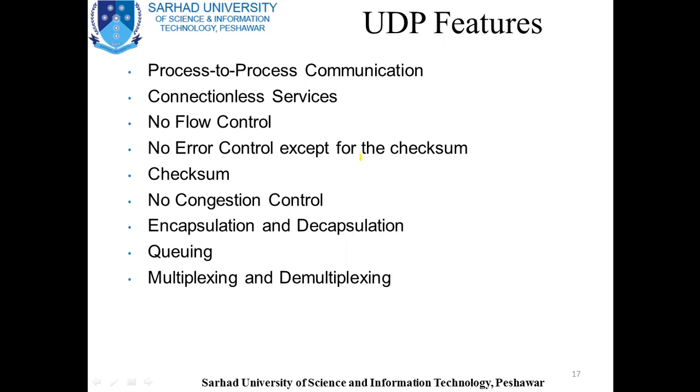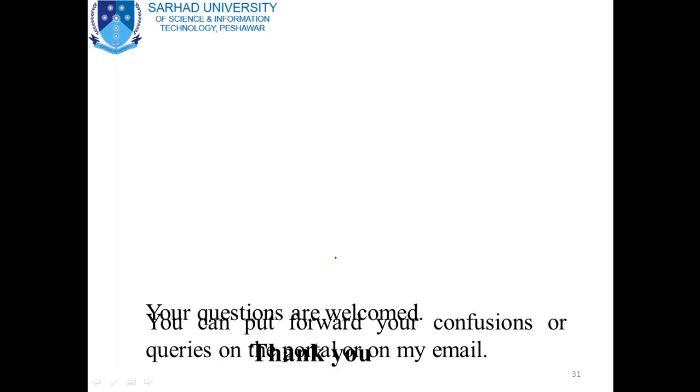So it kind of provides you an error control mechanism. It provides you checksum. It provides no congestion control. We will discuss what congestion control is in the coming slides. It provides encapsulation and decapsulation. It provides queuing. It provides multiplexing and demultiplexing. These are some features that UDP provides to a user.